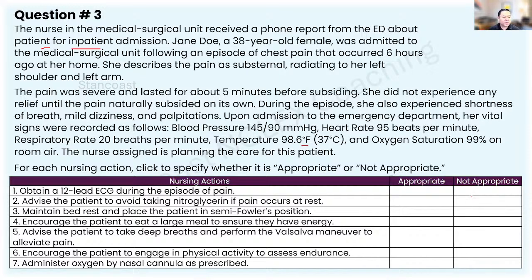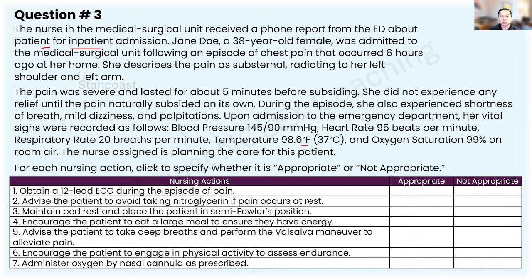Okay, so I want you to answer this way, guys. Make sure that you enumerate all those answers from 1 to 7 and then just indicate each item, whether it's appropriate or not appropriate. Okay, so let's take a look into number 1. Obtain a 12-lead ECG during the episode of pain. What do you think about that?